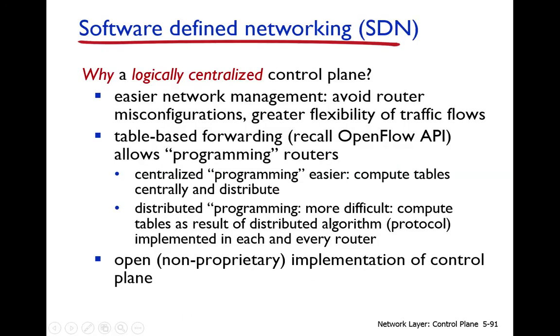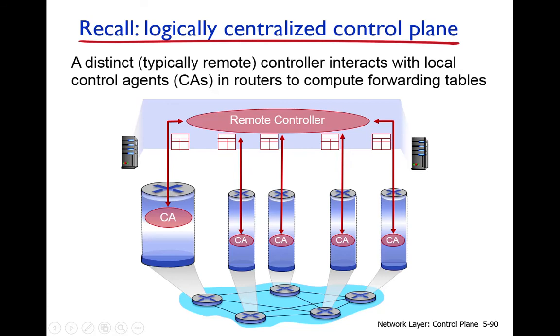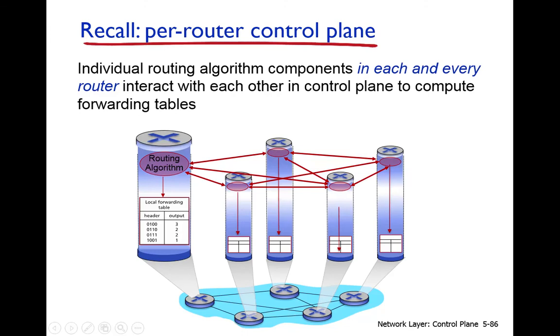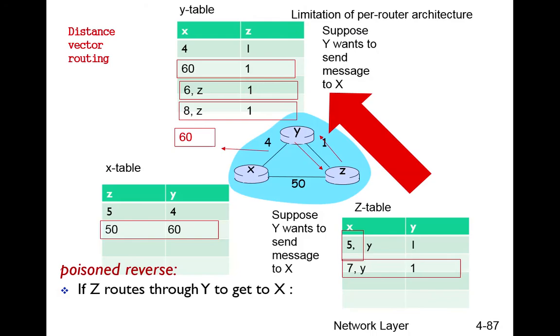Further, what are the advantages of software defined networking, that is, SDN using a logically centralized control plane? It provides easier network management. Why? Because in the per router architecture, the control plane is present in each and every router. So if one wants to change or configure the control plane, one has to change the control plane of each and every router. If there are 10,000 routers, one has to change the control plane configuration in 10,000 routers. So it is difficult to manage, but in SDN it is much easier.